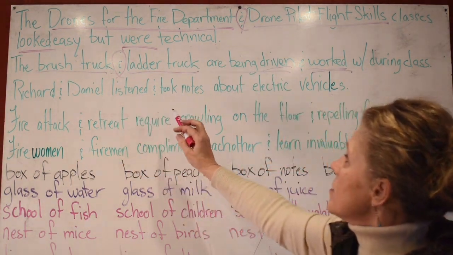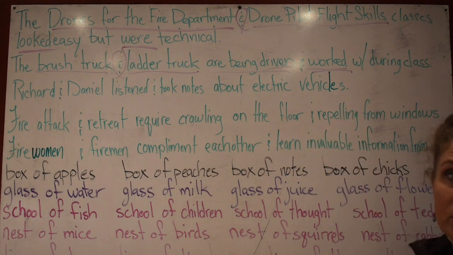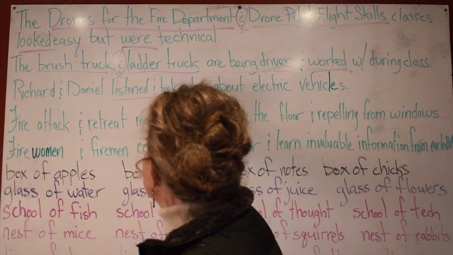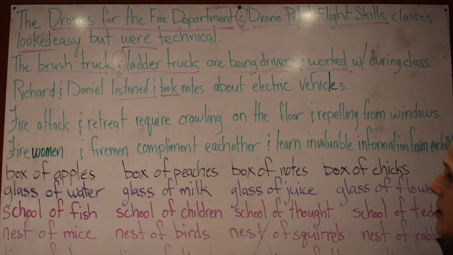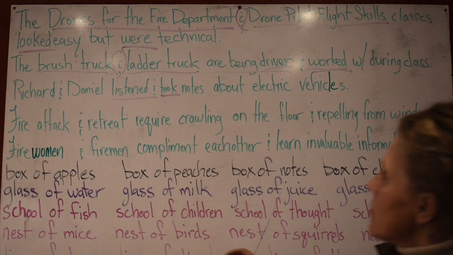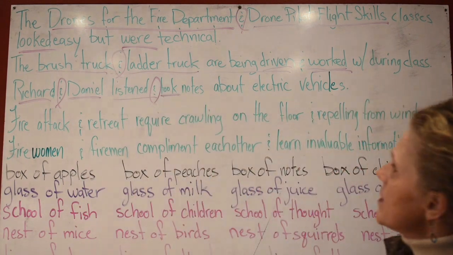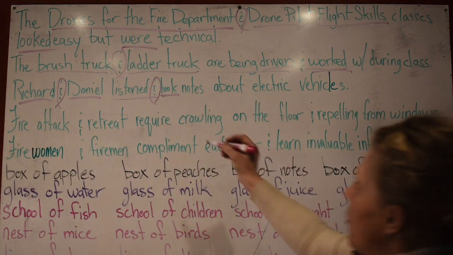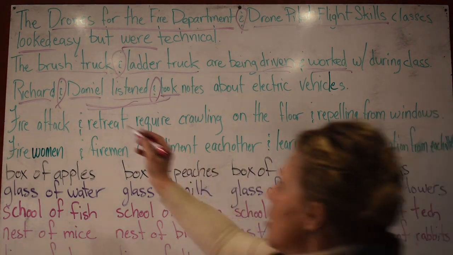Richard and Daniel listened and took notes about electric vehicles. What is your compound simple predicate? Listened and took notes. Nice. Listened and took. Okay, so now who listened and who took? Richard and Daniel. See, we have our coordinating conjunctions, and both of these verbs, these simple predicates, belong to both of these subjects.